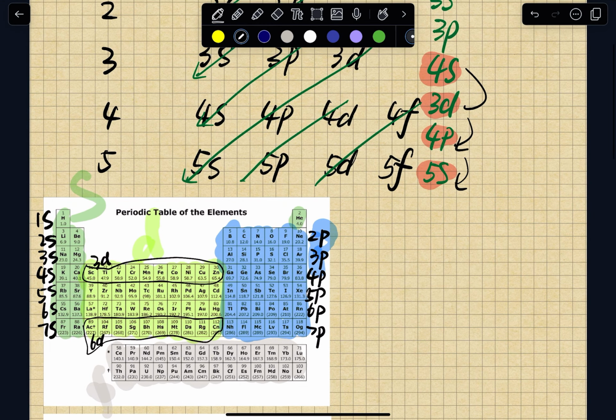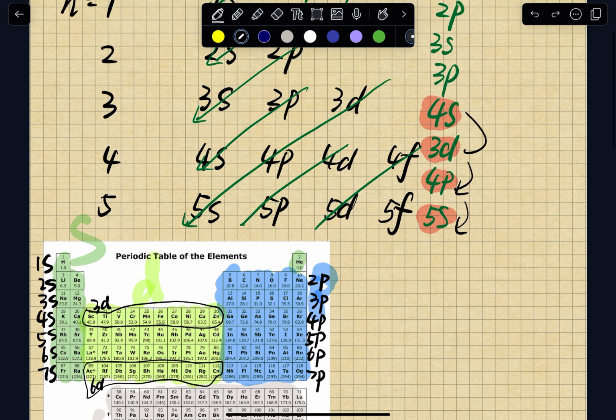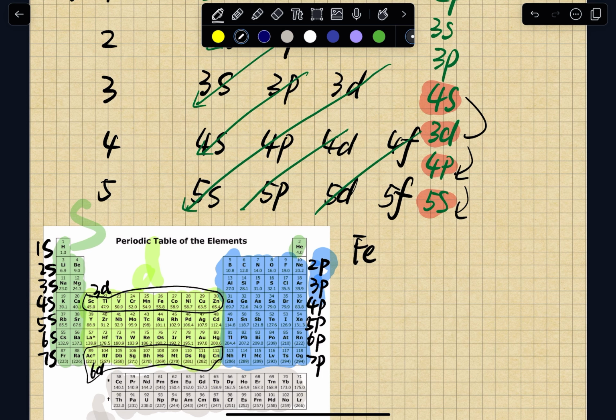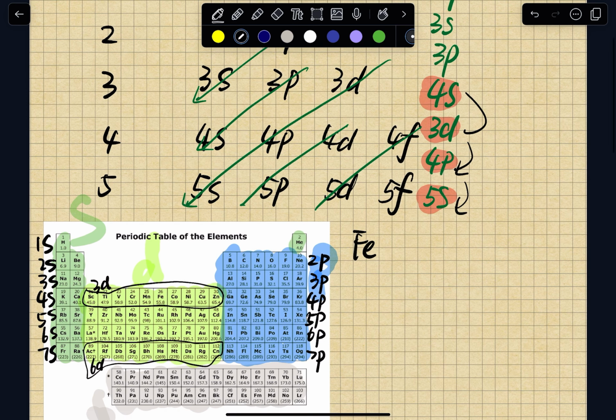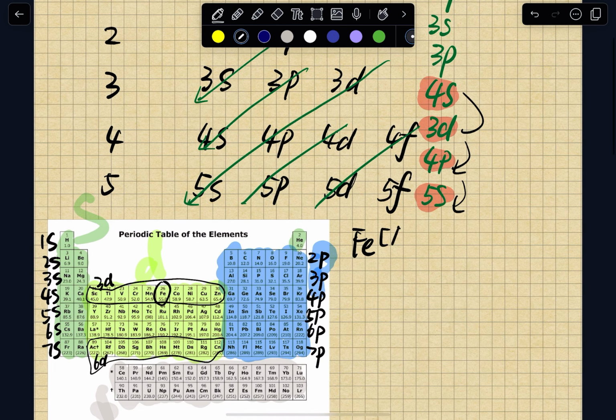So now here comes the meat of this video. Let's do an example. How do we write the electron configuration? For example, let's do iron. So let's first find where iron is in the periodic table. Iron is here. The first thing we find is the noble gas before the element. The noble gas before iron will be Ar, right? So first we write Ar.